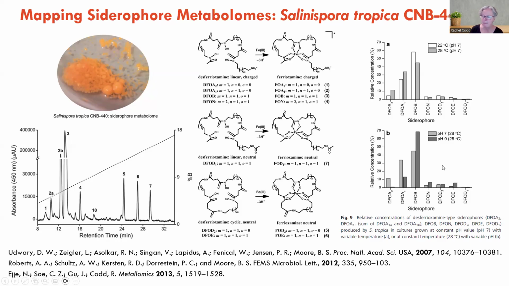And what we found by mapping the siderophore metabolome under different culture conditions was that the relative concentration of these siderophores changed as a function of environment. So that indicated that it might be the case that a bacterium, when it finds itself in a particular environmental niche, will preferentially produce a siderophore that, for example, has exquisite affinity for iron under more alkaline conditions, or if it's at lower temperature, it might produce a different type of siderophore.